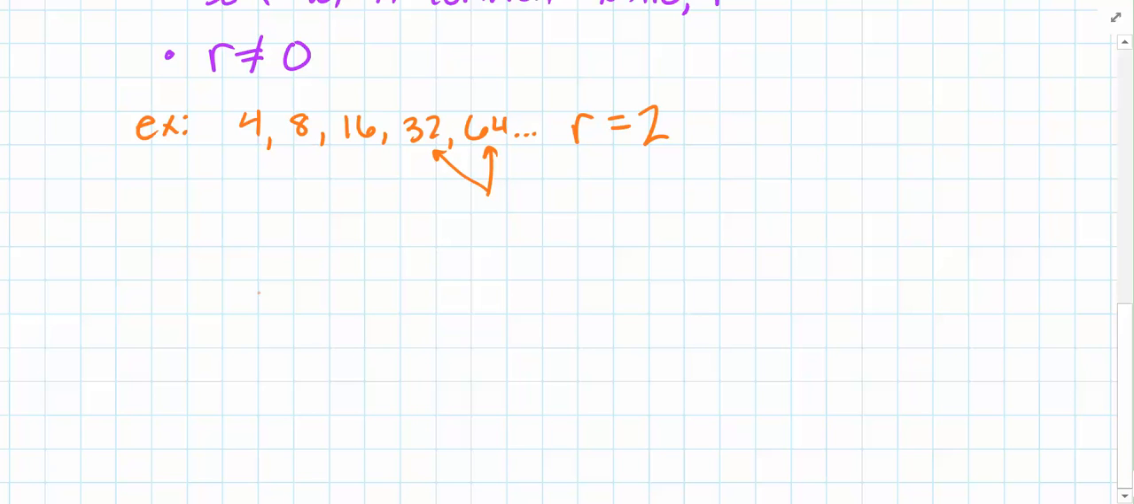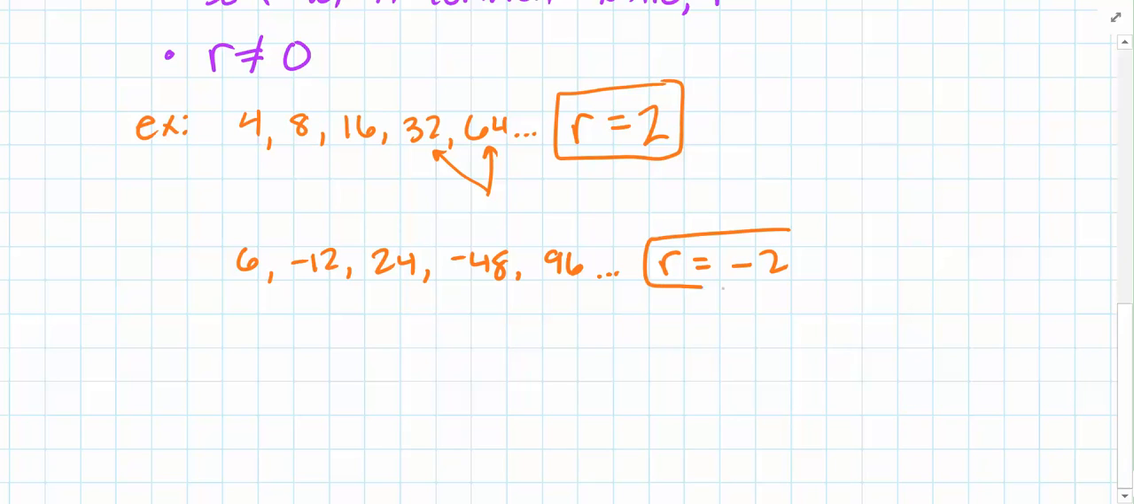Here's another example. How about 6, negative 12, 24, negative 48, 96, and so on. So what do you think the ratio will be here? Negative 2. Okay, so far, ratios are allowed to be positive numbers. They're allowed to be negative numbers. I'll give you another one. Take 9, negative 3, 1, negative 1/3, 1/9, and so on. Yeah, exactly. The ratio is equal to negative 1/3.